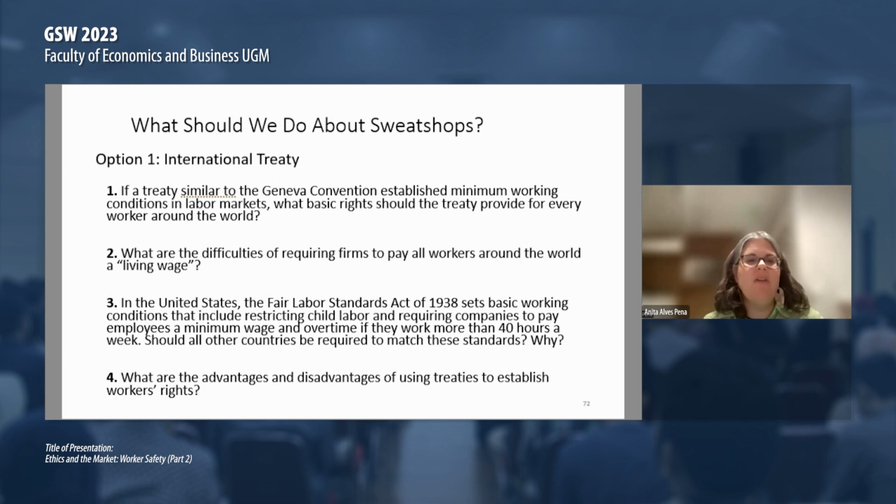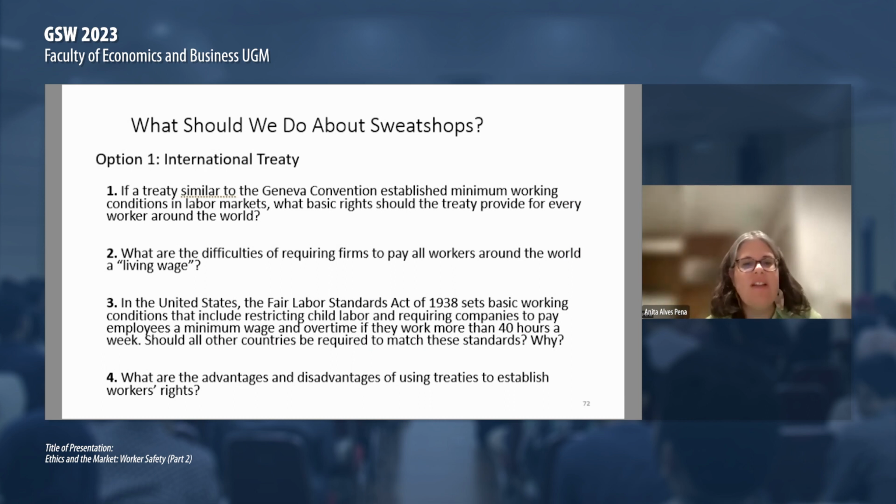But let's think about each of these options in a little bit more detail, what this could look like. So an international treaty, right? If we had a treaty similar to the Geneva Convention, it established minimum working conditions in the labor market.